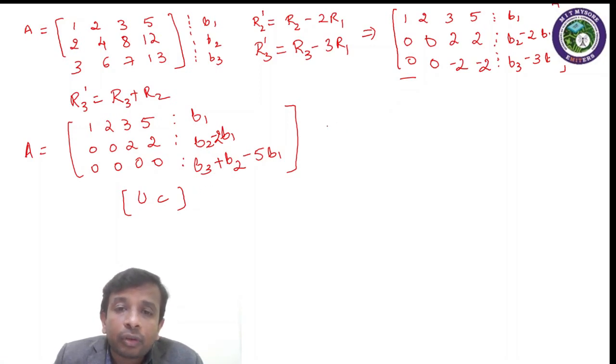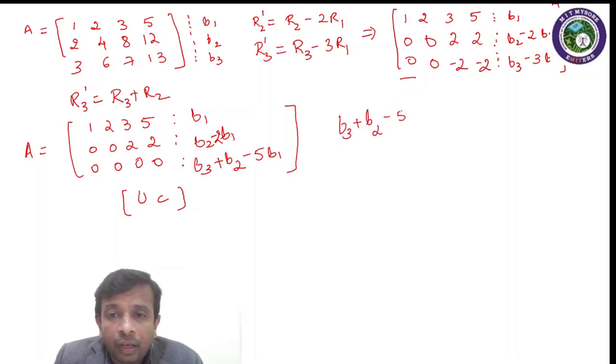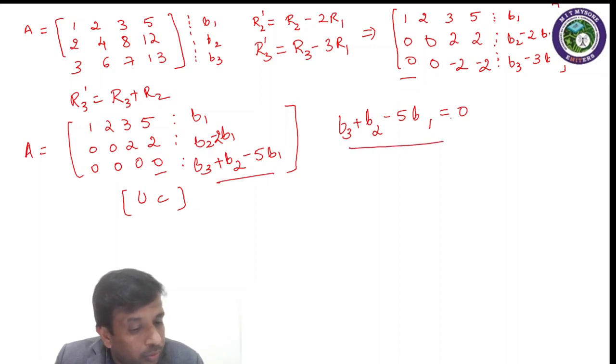Now the condition for this to have a solution would be that b3 plus b2 minus 5b1 should be equal to 0 in order to equate these two. So this value should be equal to 0. That is the condition for this particular matrix.